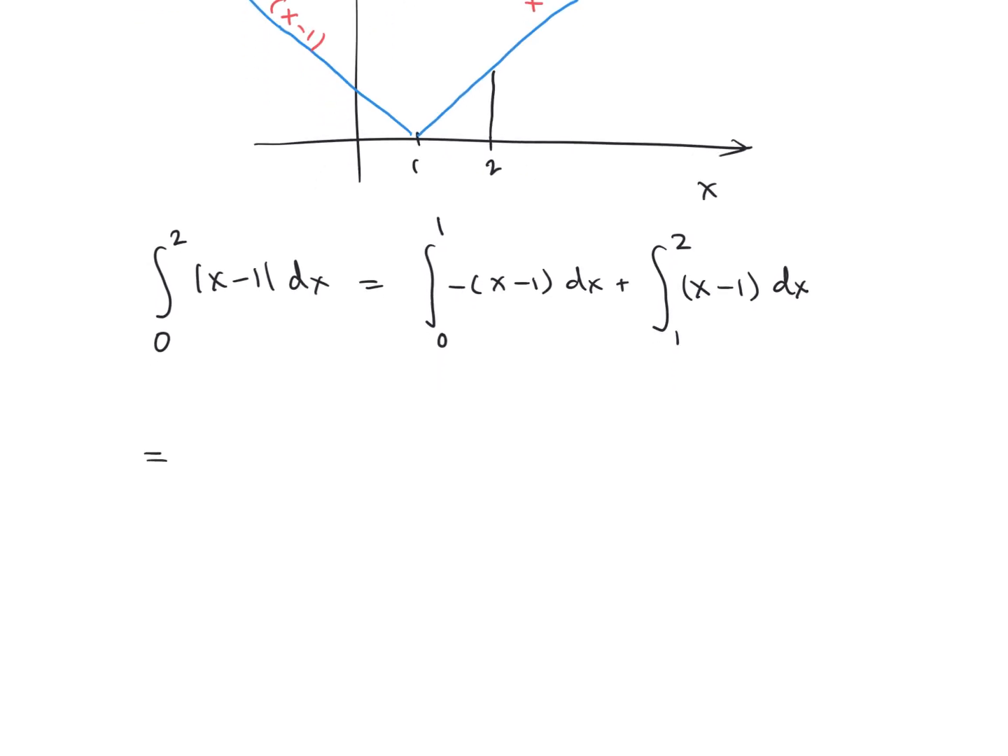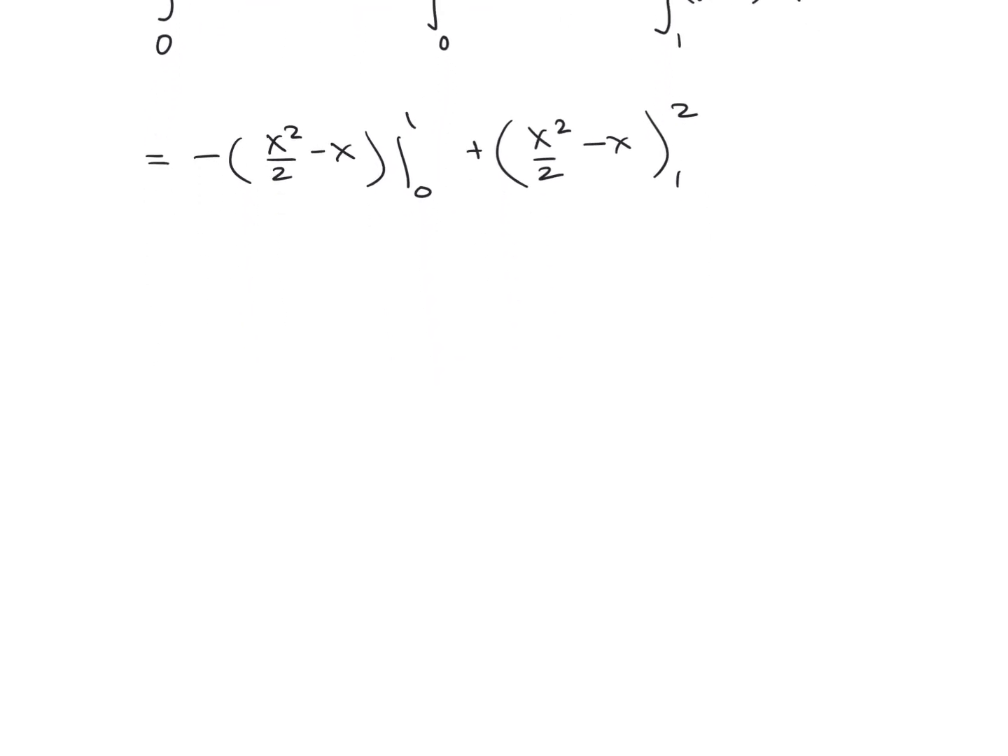So next thing to do, apply the fundamental theorem. We know it's going to be the opposite of x squared over 2 minus x, evaluated from 0 to 1, plus x squared over 2 minus x from 1 to 2. And we can now evaluate these individual parts. That's going to be the opposite of 1/2 minus 1. And then we subtract at 0.